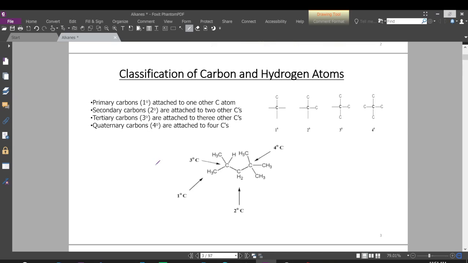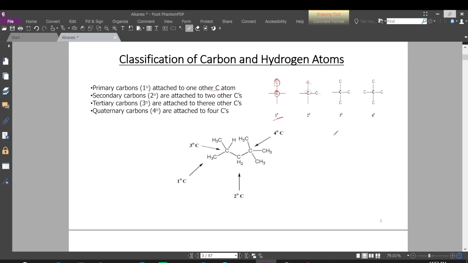And now the classification of carbon and hydrogen atoms. The primary carbon, also called the 1 degree carbon, is attached to one other carbon atom. So here you see that this carbon is attached to just one carbon atom, that's why it's called the 1 degree carbon. Then the 2 degree or secondary carbon is attached to two carbons, the 3 degree is attached to 3 carbons, and the 4 degree is attached to 4 carbons. Thus the classifications of carbon atoms are primary, secondary, tertiary, and quaternary.